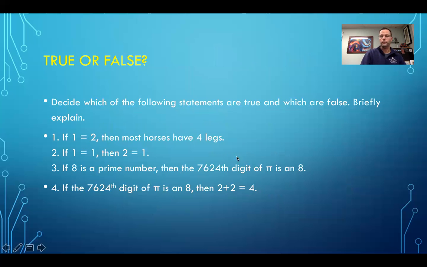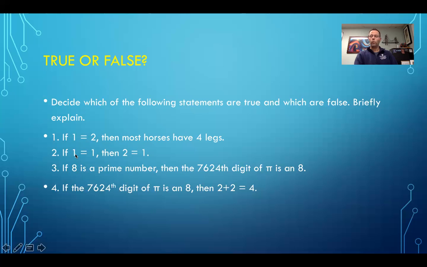True or false? If 1 equals 2, then most horses have 4 legs. Do I really need to think about whether or not most horses have 4 legs? And the answer is, I don't. I don't need to think that, because 1 equals 2 is false. And when a conditional statement has an if part that is false, then I treat the whole thing as true, because I never had a true if part to see if the then part followed it or not, which is sort of weird.